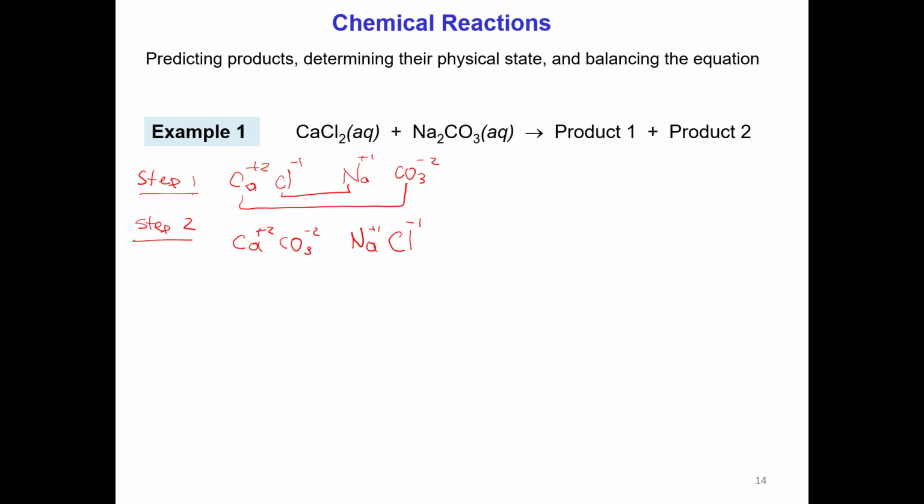Remember, you have to check that you have neutral products, and in this case we had +2, -2, neutral, +1, -1 is neutral. Then the final products we will get, remember, when you write the products, you don't need to write the charges, because you need to get neutral products in this step. Then these are the products. One product is this one, and the second product is this one. Now let's complete step number 3 and step number 4.